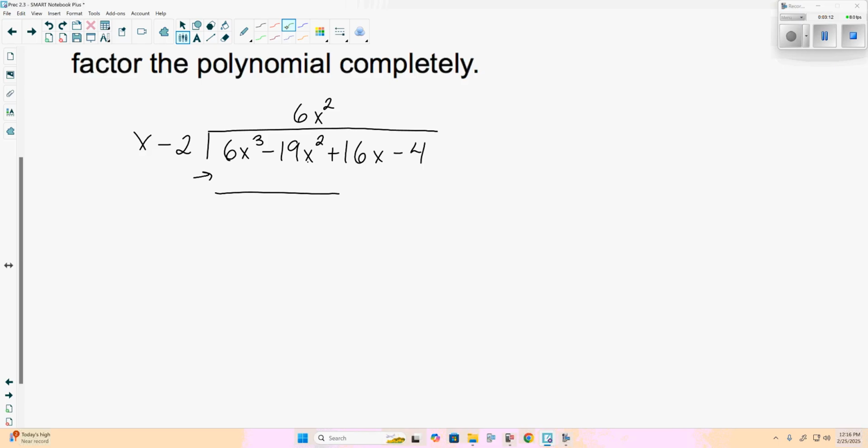So we can multiply first. We're going to do 6x squared times our x minus 2. 6x squared times x is going to give us the 6x cubed we want. And 6x squared times negative 2 will give us negative 12x squared.